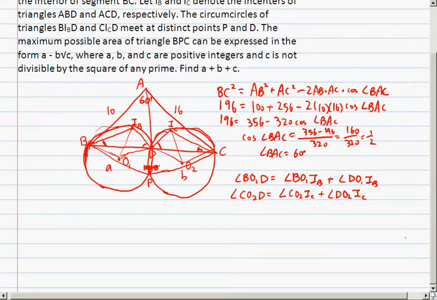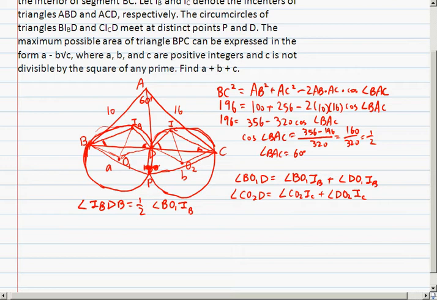Now, looking closely at angles BO1IB and DO1IB, we see that these are central angles that intercept arcs BIB and DIB. We're looking at the minor arcs, right here and here. We see that the inscribed angle BDIB, which is this angle here, intercepts arc BIB, which is the same as the central angle BO1IB. So that means the measure of angle IBDB is equal to 1/2 of angle BO1IB.